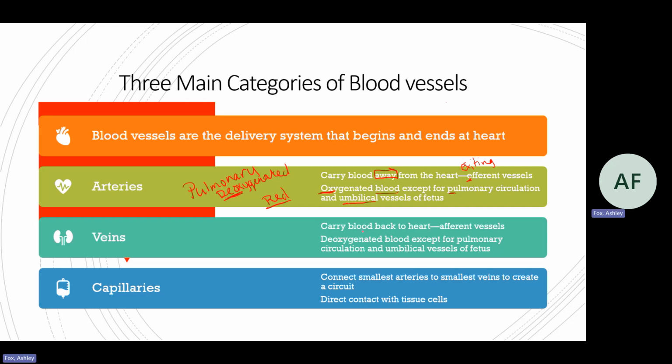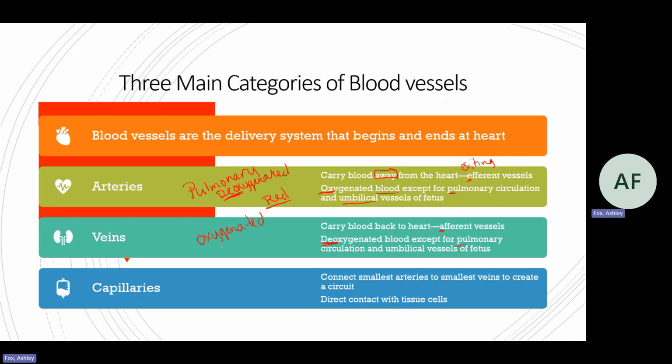Veins are going to go towards the heart, or bring blood back to the heart. So they are the afferent, always going towards. Again, most often it is deoxygenated blood. Blood has gone through the capillaries, discharged its oxygen, and is going back to the heart to recirculate to the lungs again. Again, separate is pulmonary circulation. The pulmonary veins are going to carry oxygenated blood because they're going towards the heart from the lungs.